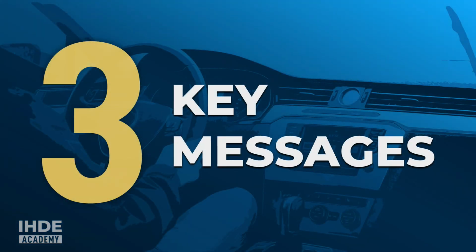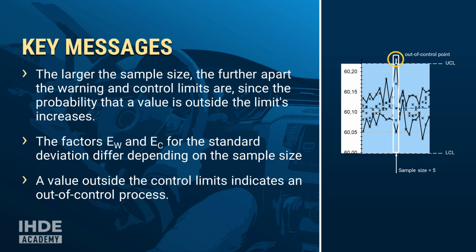Well, that was a lot of new information. Therefore, I would like to conclude by repeating the 3 most important key messages. The larger the sample size, the further apart the warning and control limits are, since the probability that a value is outside the limits increases. The factors EW and EC for the standard deviation differ depending on the sample size. A value outside the control limits indicates an out-of-control process.